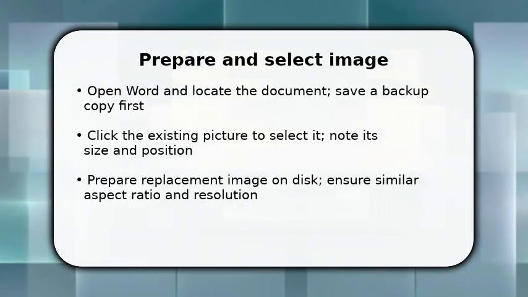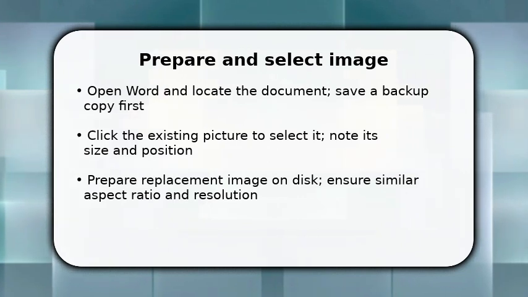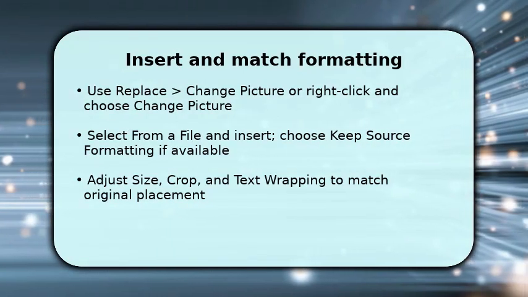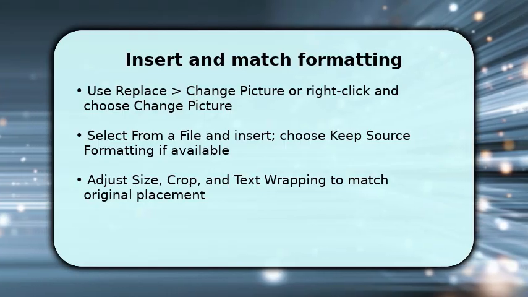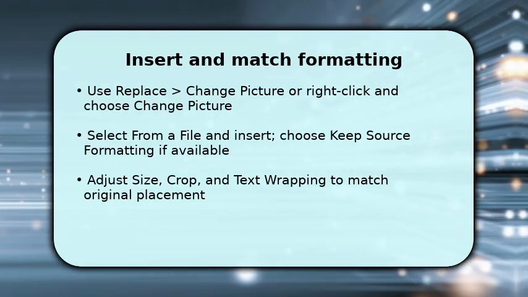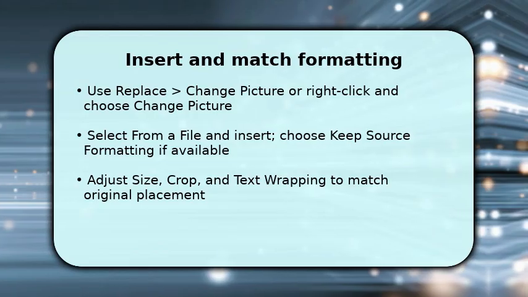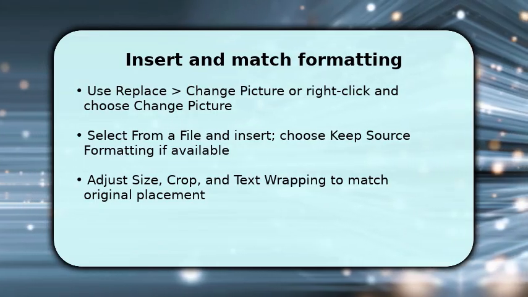Right-click the selected image and choose Change Picture, or use the Insert Pictures route if change isn't available. Select from a file, pick your new image, and confirm. Word often offers Keep Source formatting. Use it to preserve size and styles.